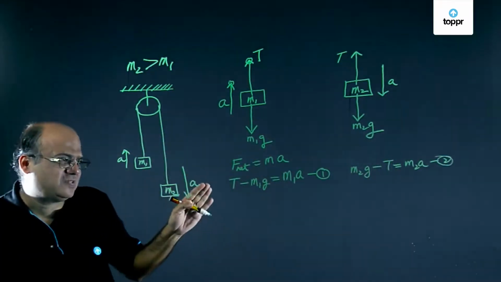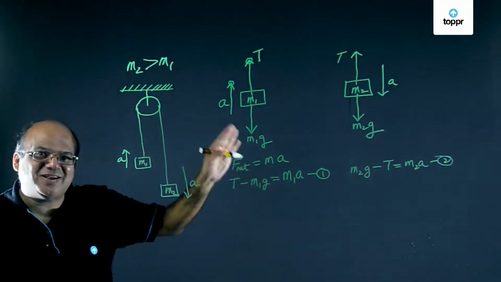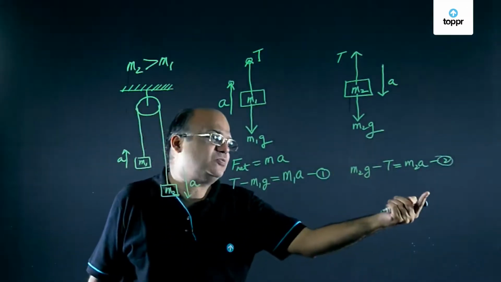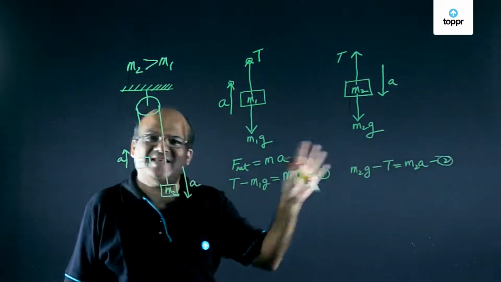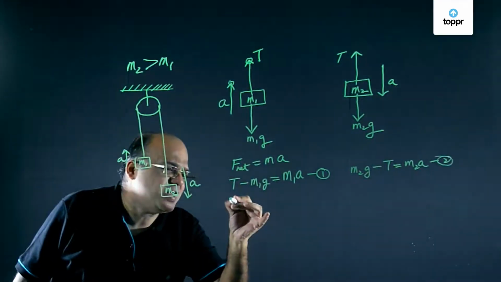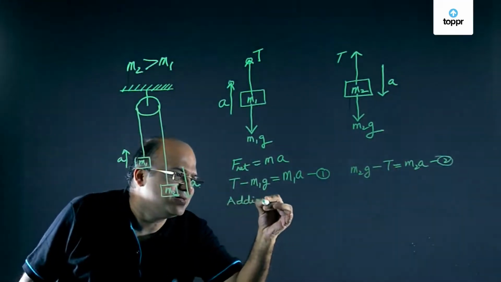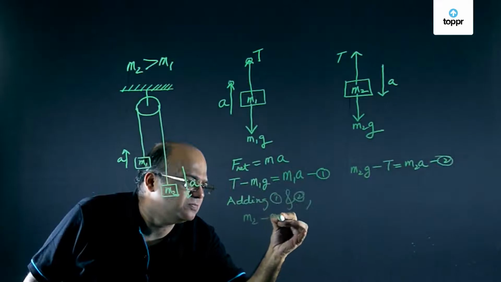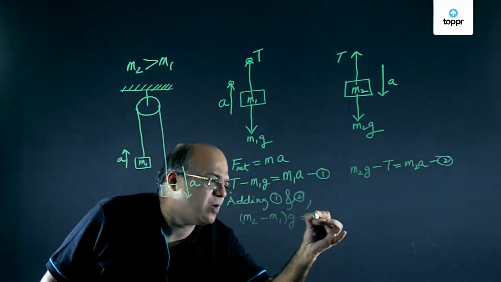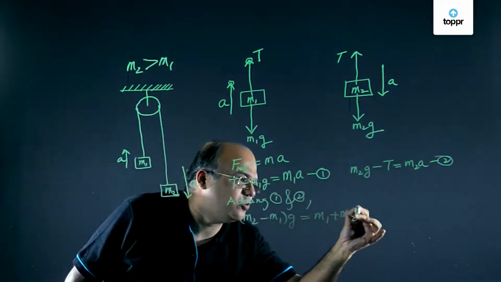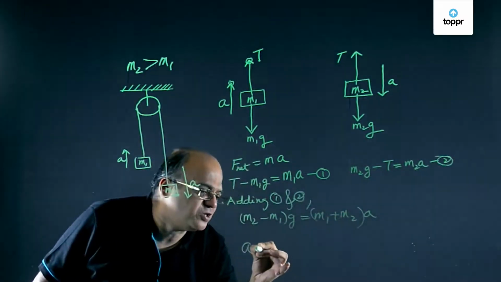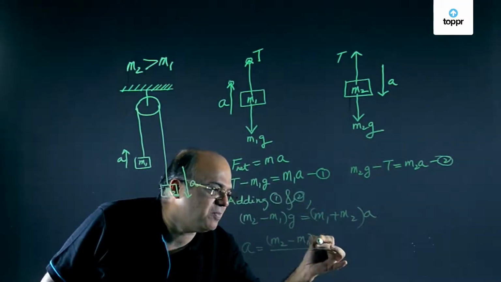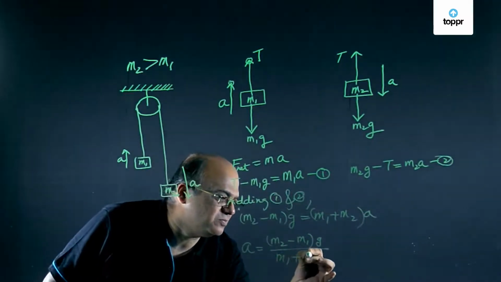Now in most cases, if you add the equations, tension will cancel out. Tension will vanish. So let's add equations 1 and 2. You see plus T minus T, they cancel each other. So adding 1 and 2, what do you get? (M2 minus M1)g equals (M1 plus M2) into a. And from this equation we get the equation for acceleration, which is a equals (M2 minus M1)g by (M1 plus M2).